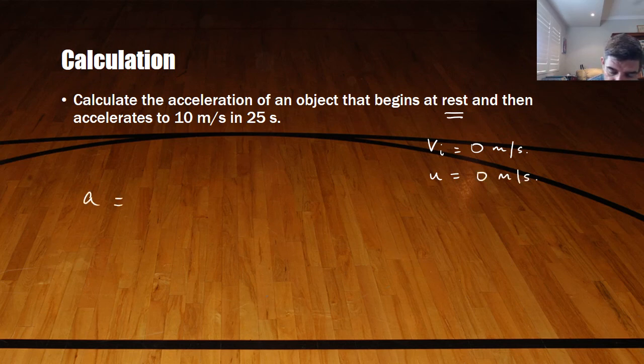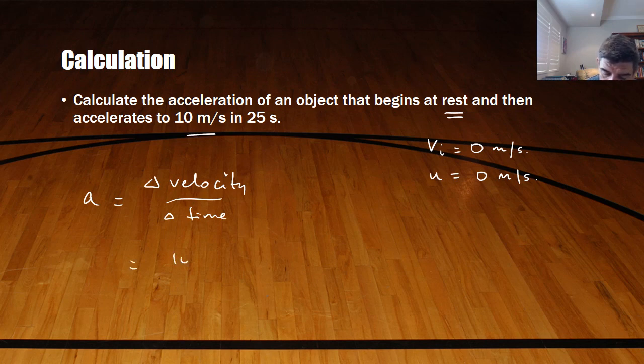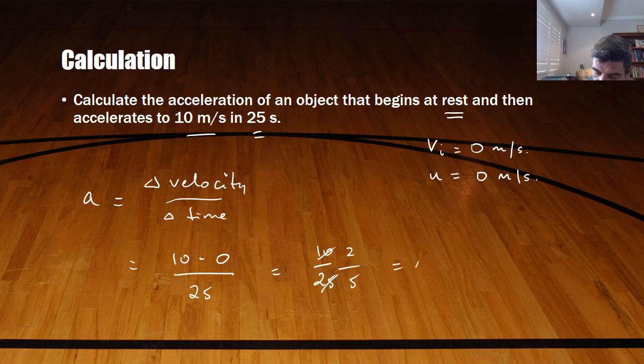Acceleration is equal to the change in velocity divided by the change in time. So therefore, if our final velocity is 10 meters per second and our initial was 0, and we have that acceleration happening over 25 seconds, then we have 10 over 25, which is 2/5 or 0.4 meters per second squared.